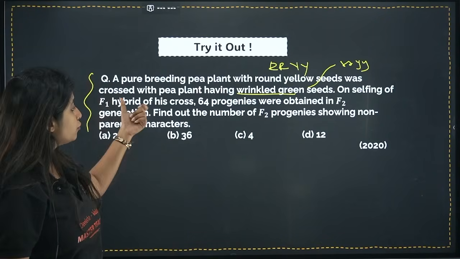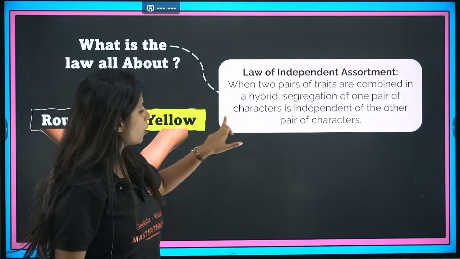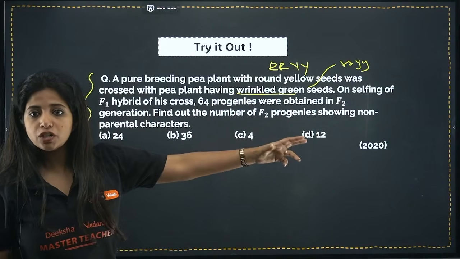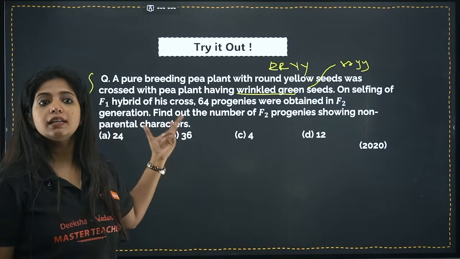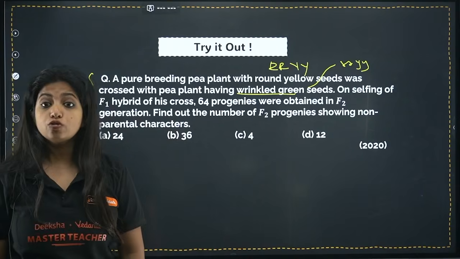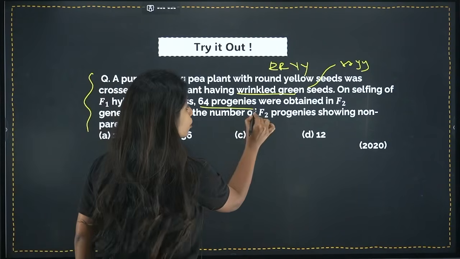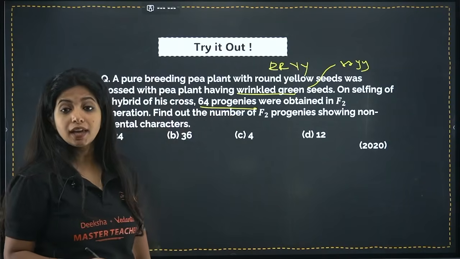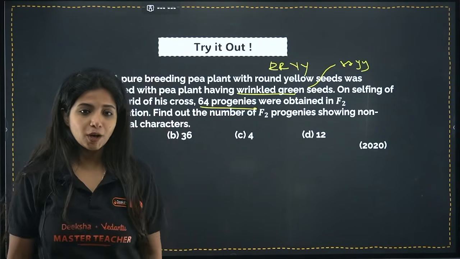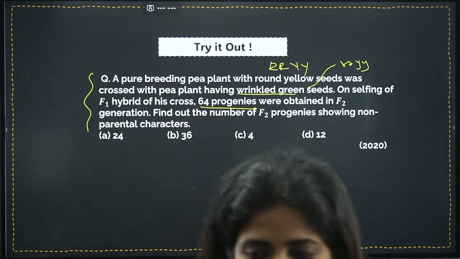On selfing of the F1 hybrid of this cross, 64 progenies were obtained in F2. Find out the number of F2 progenies showing non-parental character. Showing what? Non-parental character. This is super important. So out of 64 progenies, how many do you think are going to show the non-parental character? Options are given over here, A, B, C, D. Check it out. Go fast. Try it out.